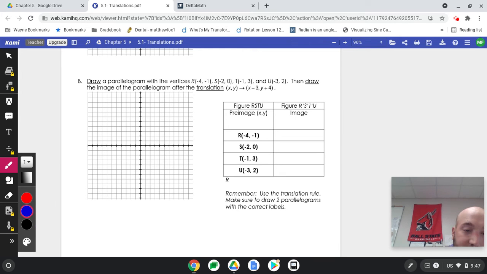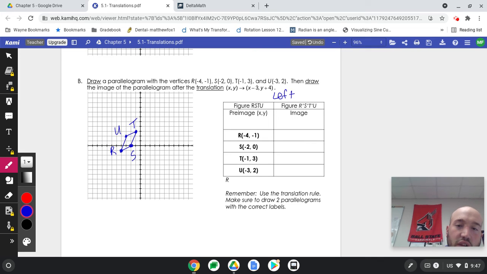So R, we just plot 1, 2, 3, 4, up 1 or down 1. It's R. S, negative 2, 0. T, negative 1, 3. And U is negative 3, 2. Once again, connect your dots. And there we go.